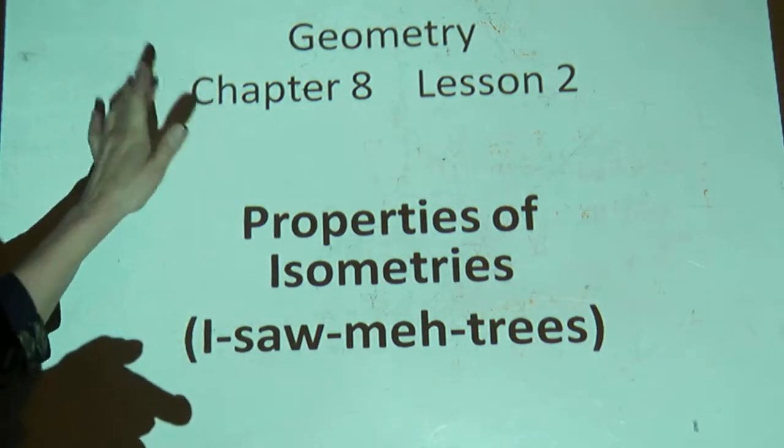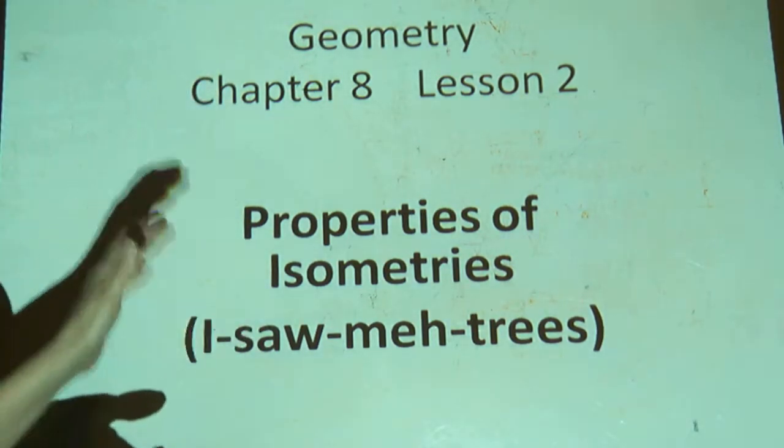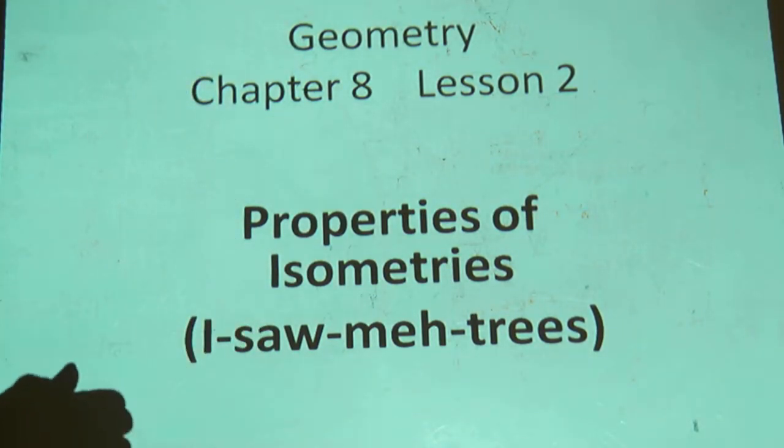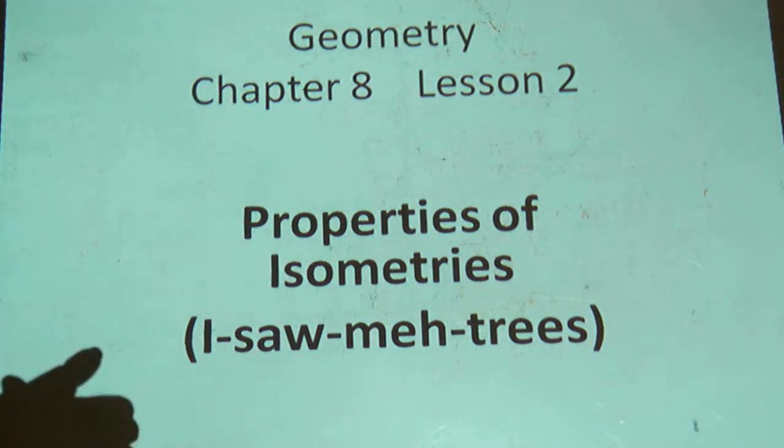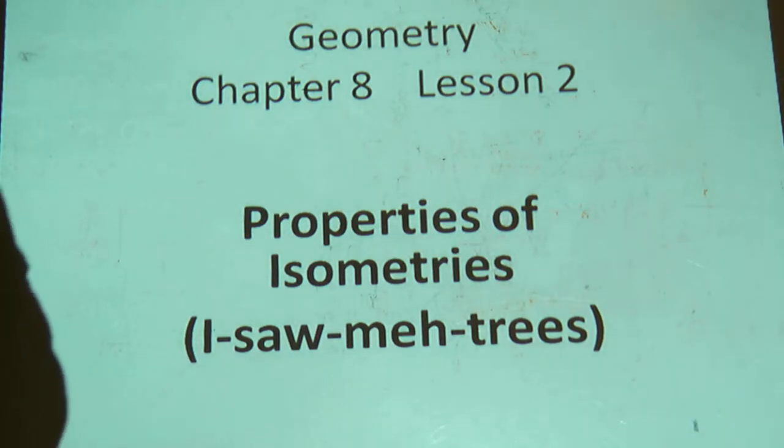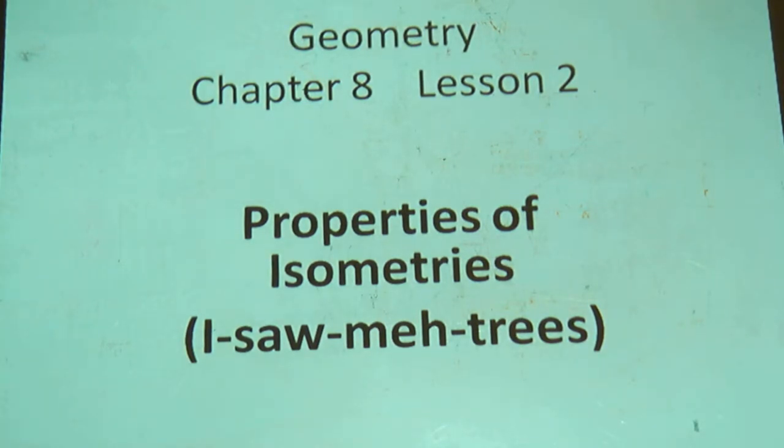We're going to be doing Geometry, Chapter 8, Lesson 2, Properties of Isometries. Isometries. We're going to start off with a comic strip.